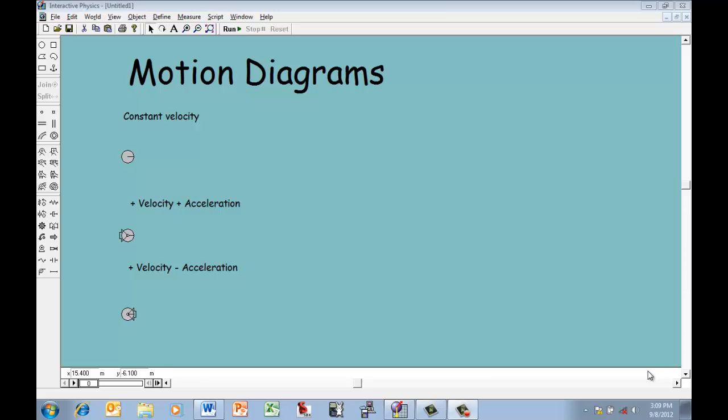In your learning goals for this unit, the second one says that you can identify the signs of displacement, velocity, and acceleration from motion diagrams. Well, I'm going to show you what motion diagrams look like. A very easy way to think about them would be like using the frame-by-frame advance on your DVD player.